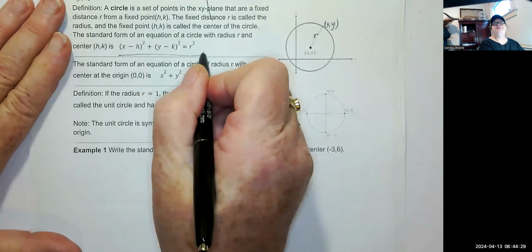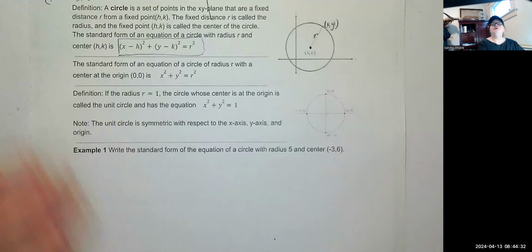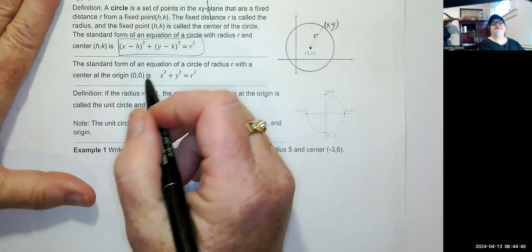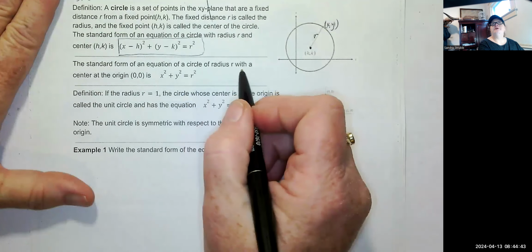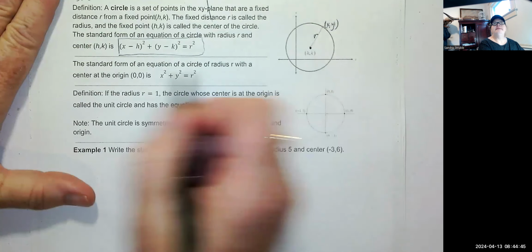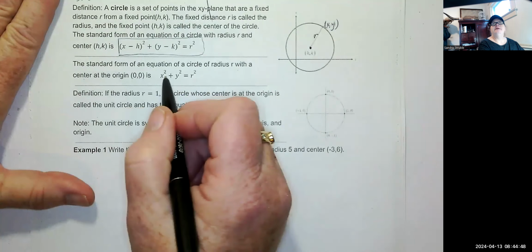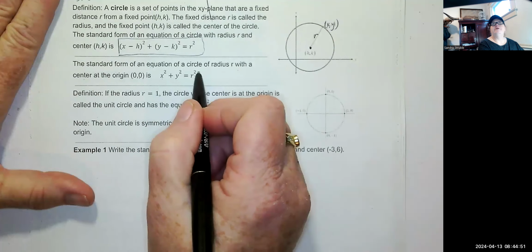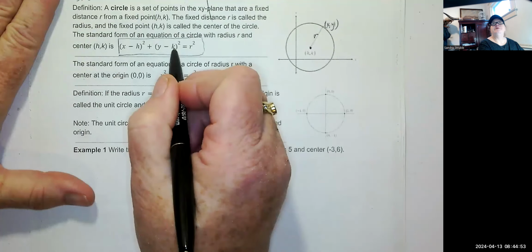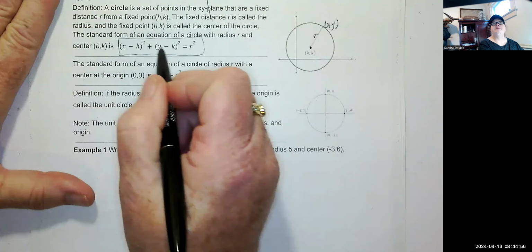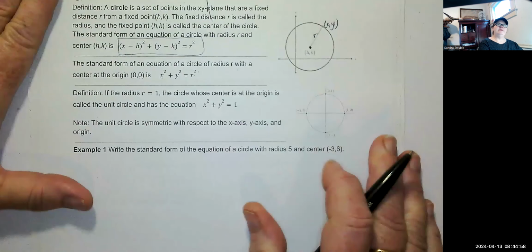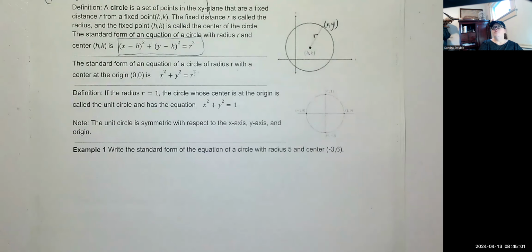Here's what you've got to know. You need to know that x minus h squared plus y minus k squared is equal to r squared. Please put that in your notes so that you have that. Okay, standard form for an equation of a circle of radius r with a center at the origin (0, 0) is x squared plus y squared is equal to r squared. And that's just putting 0 for h, 0 for k. It becomes x squared, it becomes y squared. And that's where they get the standard form for a circle. But that's only with the origin being at the center. Not a lot of good we can do with that unless the origin's at the center.